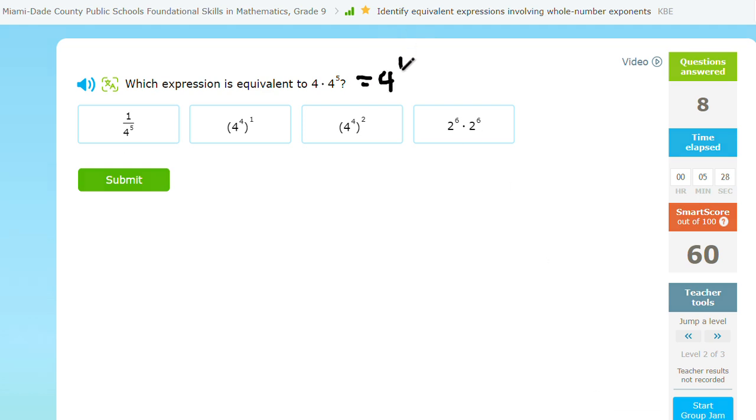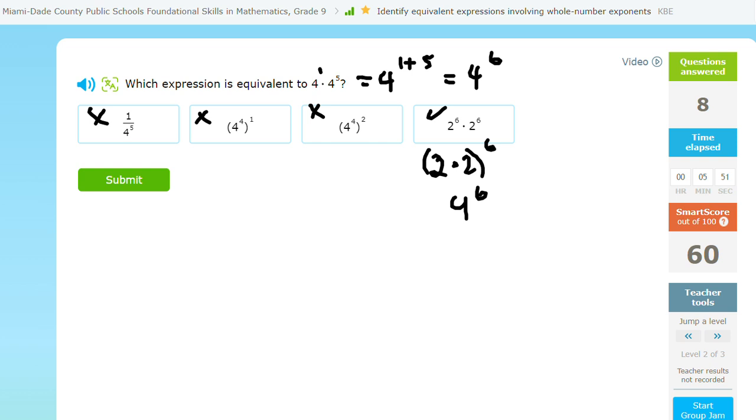Four to the first plus 5 is 4 to the 6th. So that's wrong. 4 times 1 is 4. That's wrong. 4 times 2 is 8. That's wrong. These two, 2 times 2, would give me 4 to the 6th power. So this one is correct. The fourth option is right.